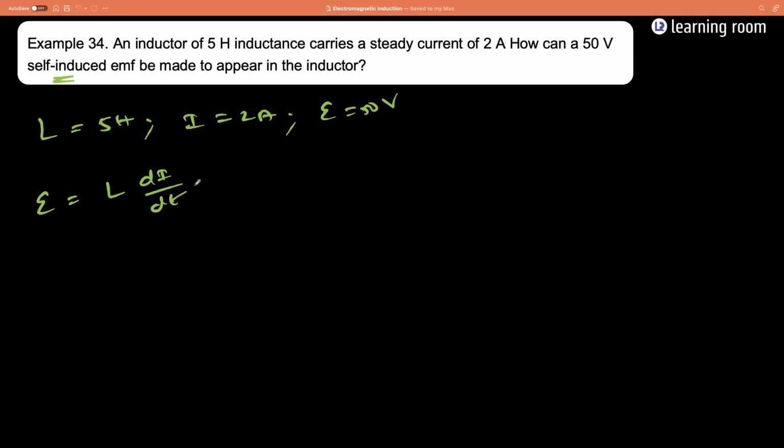Sir, dI by dt is 25 ampere per second. So t is what you need. It carries a steady current. When I say steady current, it is not changing with respect to time. But when would the change take place? Before you close the battery, when the current has grown from 0 to 2 ampere. After it has reached 2, it is in a steady state condition. So EMF is 50, which is equal to L, 5, into dI by dt. What is the change in current that has taken place? It is 2 in time t. So the answer is another 5 seconds.